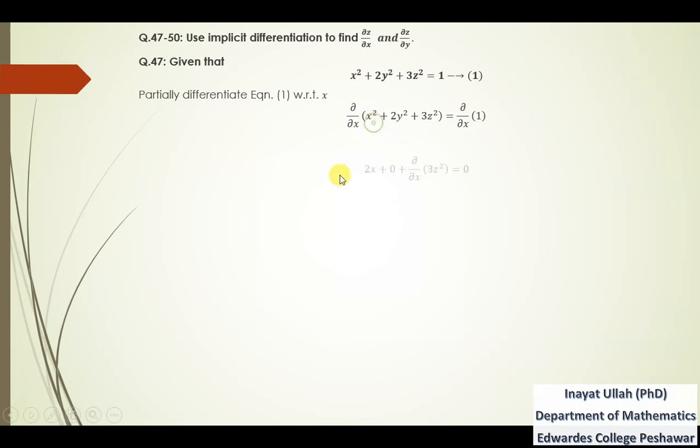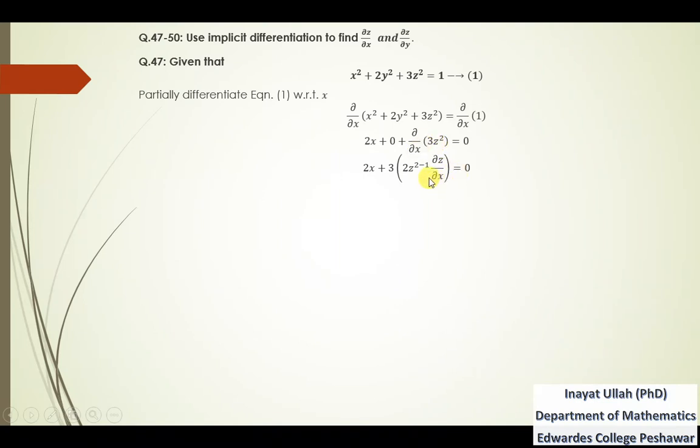Multiplying del x inside, so x square, derivative of x square with respect to x is 2x, and derivative of 2y square is 0, and that is 3z square. Remember that z is a function of x and y, so don't make it 0. We need to use the extended power rule here to find the derivative. So 3 will be kept constant here, and derivative of z square with respect to x is 2z^(2-1), and into further derivative of z with respect to x.